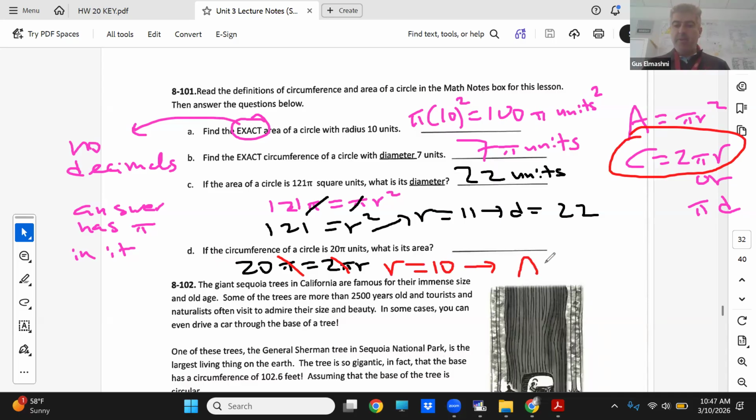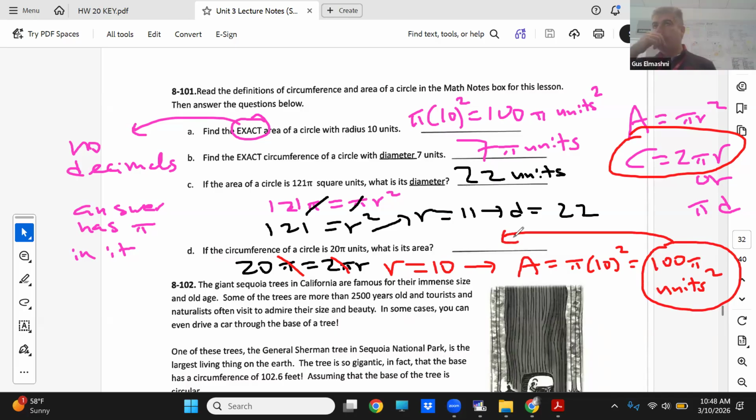Then you have to do area equals, and you're going to write units raised to the second power. And that goes right there. So just review from last week, right? Nothing too crazy. 100 pi units squared.